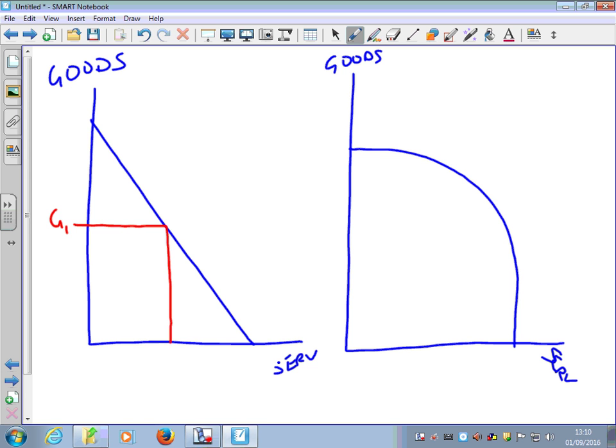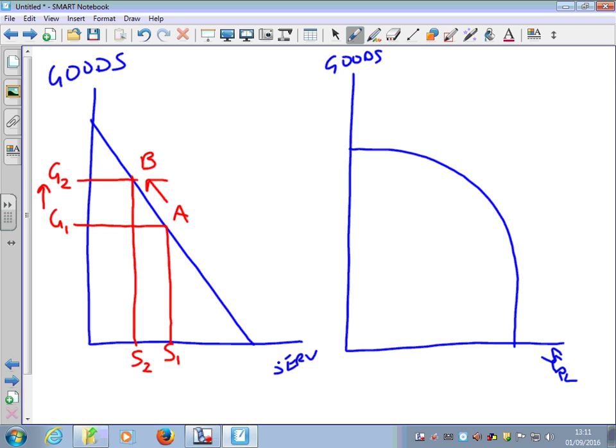G1 and S1. Let's call that point A. Now look what happens now. If I were to go from making G1, S1, goods and services, I need to make more goods. So I'll move up to G2. Okay, now in order to make more goods, again, what I've got to do is to claw resources away from making services. So again, the opportunity cost would be services.